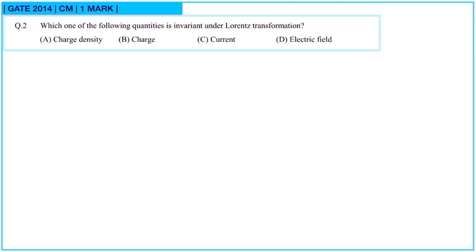Question number 2. Which one of the following quantities is invariant under Lorentz transformation? So charge is invariant, so option B is correct.